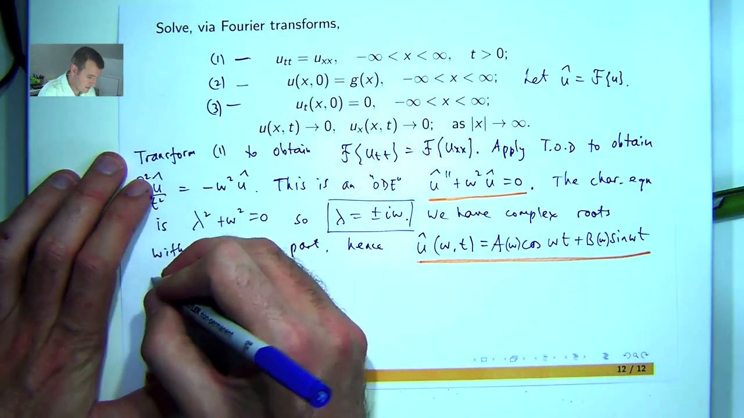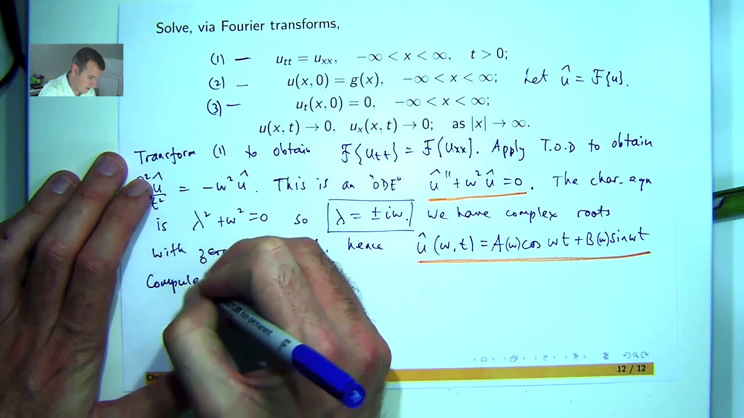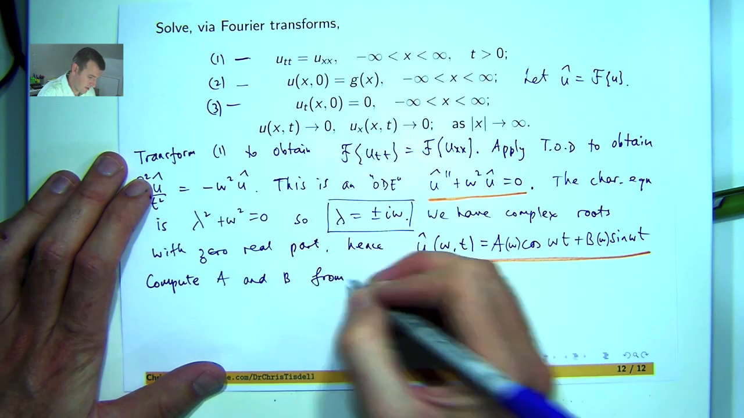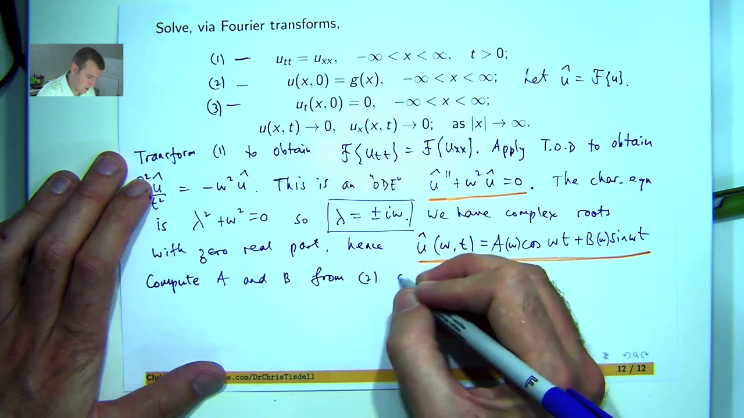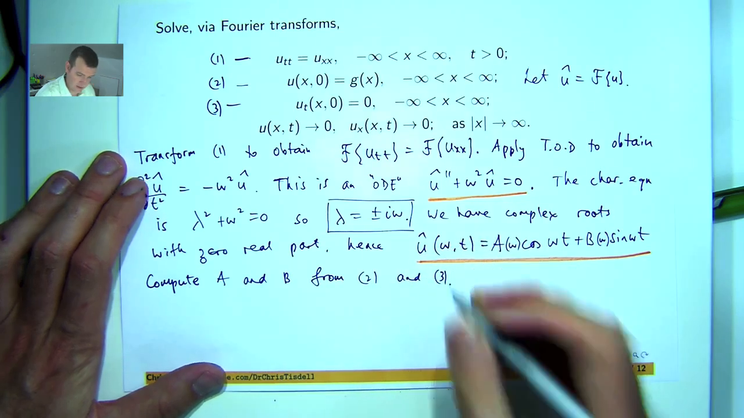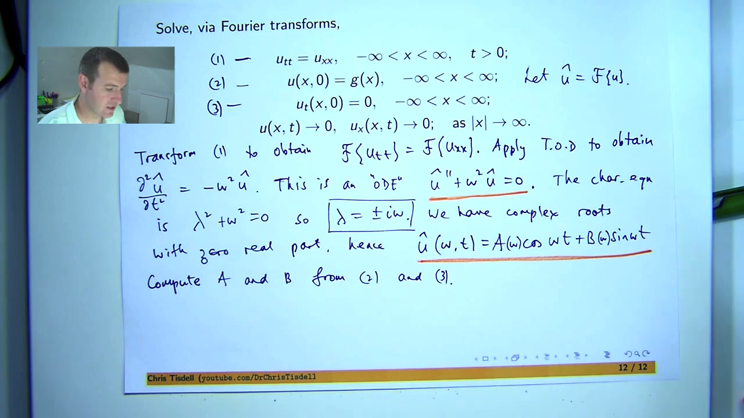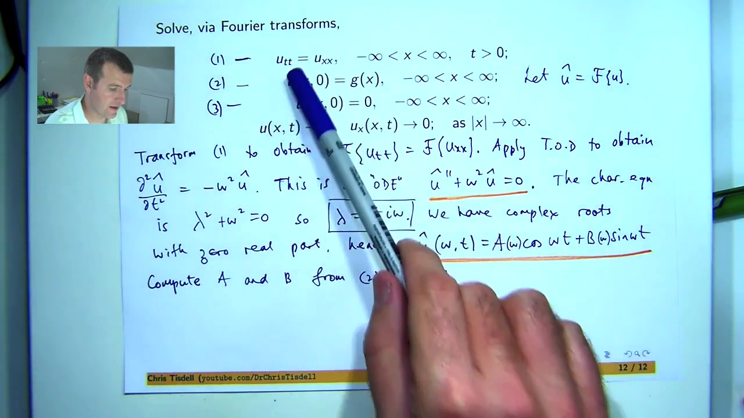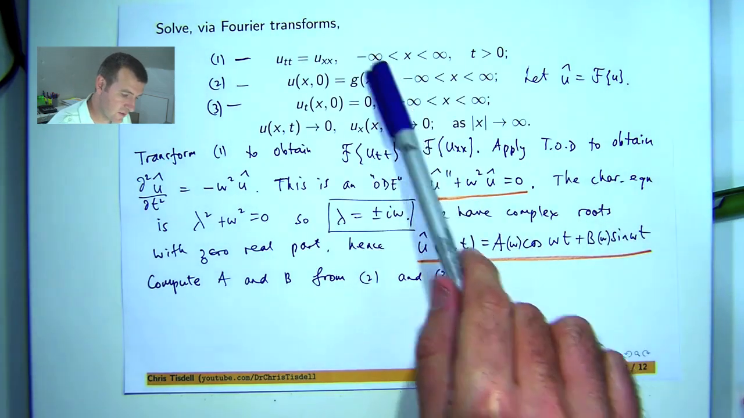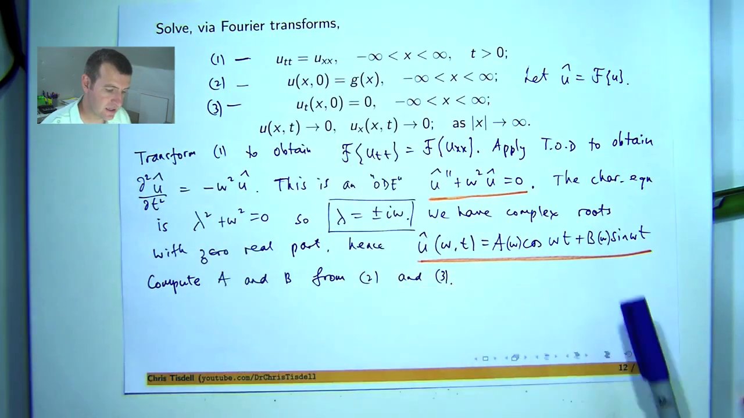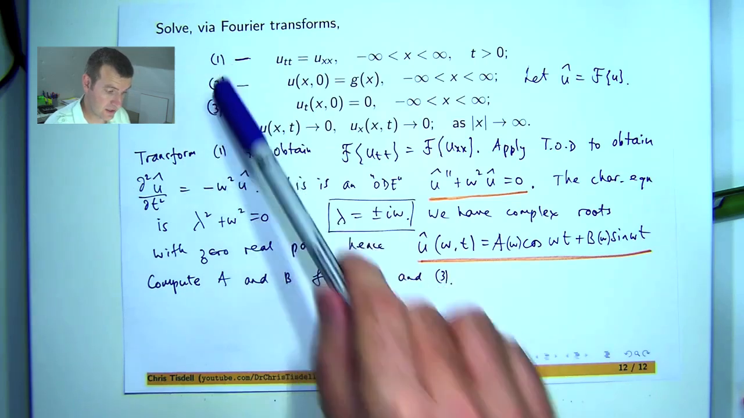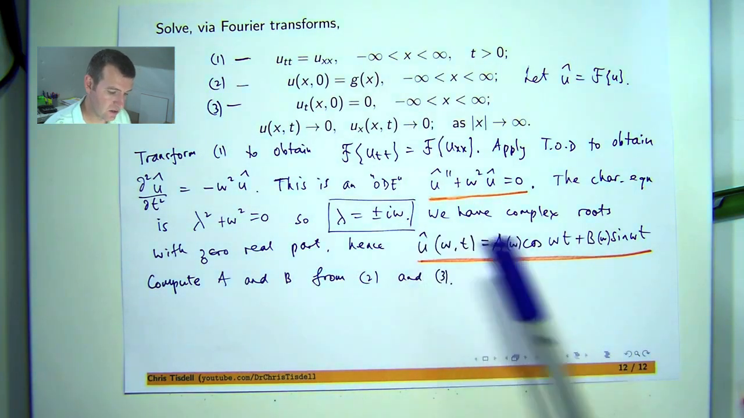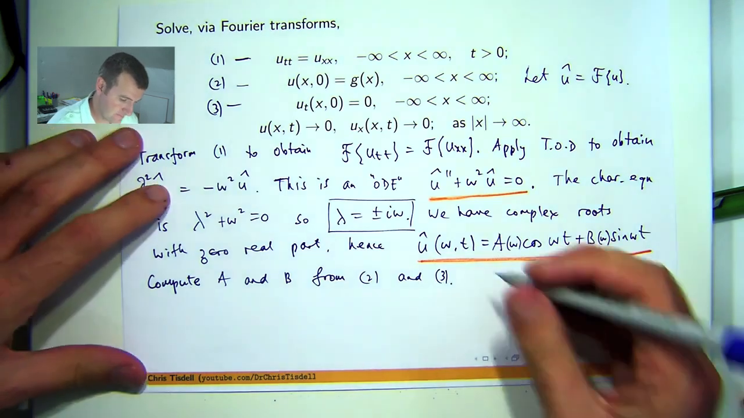All right, so now let's compute A and B from 2 and 3. Okay, so what I would like to do is get this condition and this condition in terms of u hat rather than u. So what I'm going to do is take the transform of both sides of both conditions, and then try to determine A and B from this u hat.